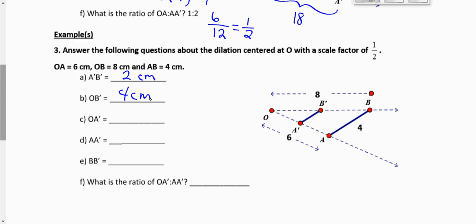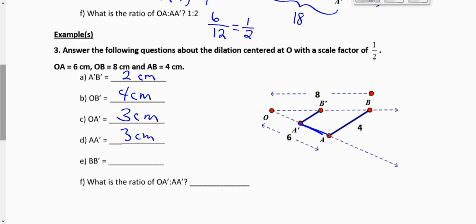3. 3 centimeters. How about OA prime? 3 centimeters. AA prime: I would say 3. So wait, how do we get AA prime? It's cut in half.